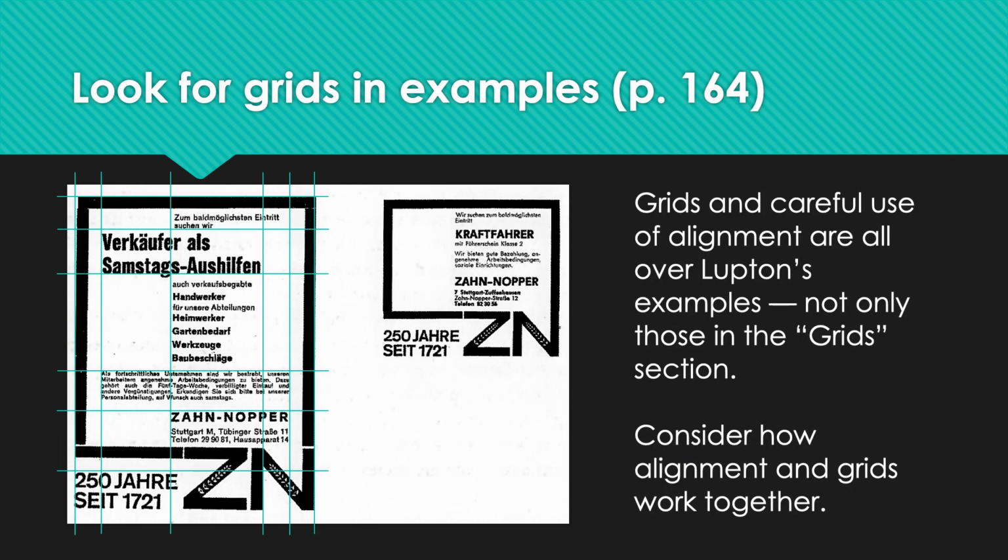This isn't only about the places where she calls out grids, even though those are wonderful sections of the text to work from. It's even the small little examples from other parts of the text, such as here on 164. I've scanned and cropped a tiny part of the text, but you can see here grids are all over the place. And what I really love about this particular example is you can see how grids and alignment work together. Even though everything here is either left justified or full justified, it really works as a complete system.